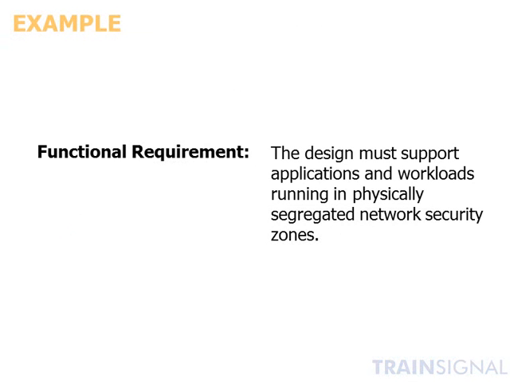Here we have a functional requirement that says the design must support applications and workloads running in physically segregated network security zones. Now, this is a functional requirement because it does say that the design has to have a certain function. It doesn't say how we go about supporting that, which you might see in a non-functional requirement or a constraint. In this case, it's saying we have to be able to do something. We have to be able to support applications and workloads running in physically segregated network security zones.